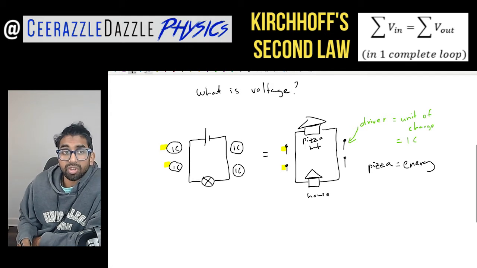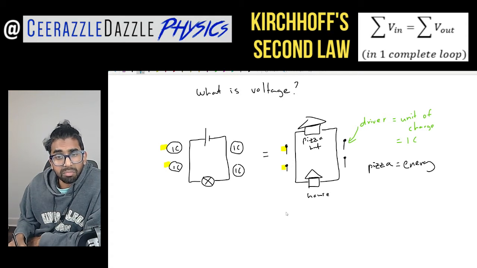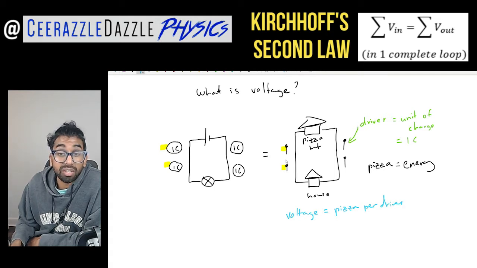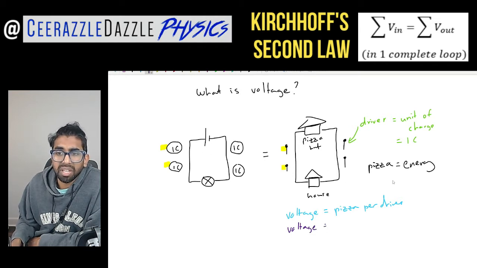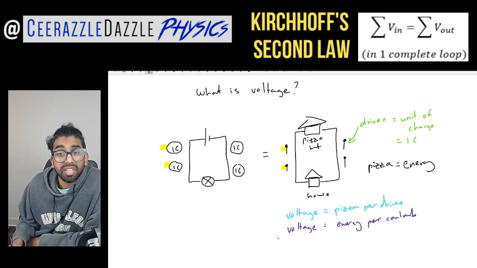Right, now we're here, we can try and define what voltage is. Well, in this model, voltage is simply this. So in this model over here, the voltage is simply going to be equal to the pizza per driver. Okay, pizza per driver. So how much pizza each driver is holding. What this actually means then in an electrical circuit is going to be the voltage. It's not going to be pizza per driver. It's obviously going to be, what does the pizza represent? It is the energy and the driver per coulomb of charge, guys. Energy per coulomb of charge. So that's what voltage is.